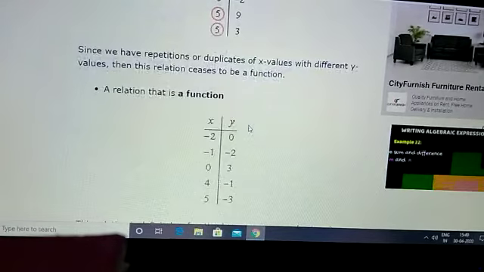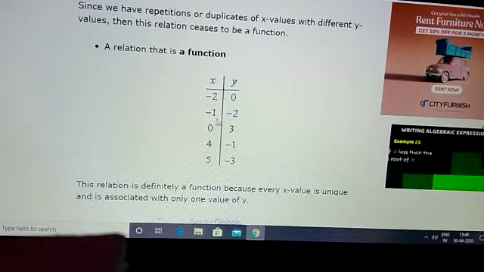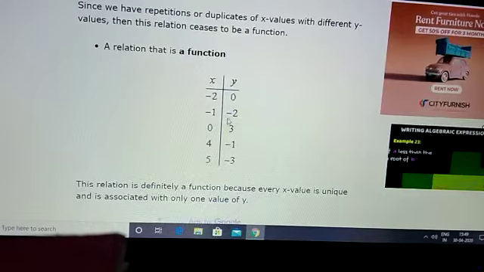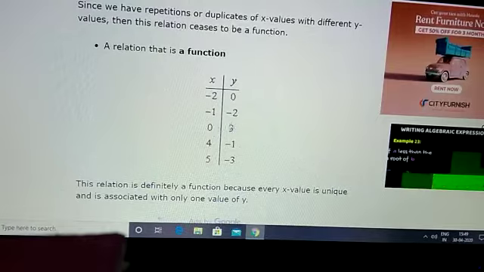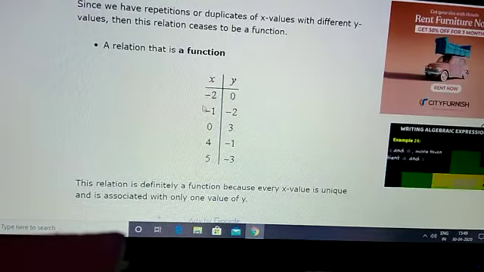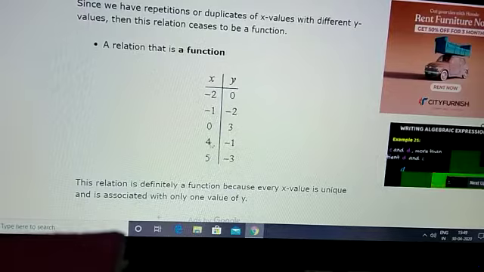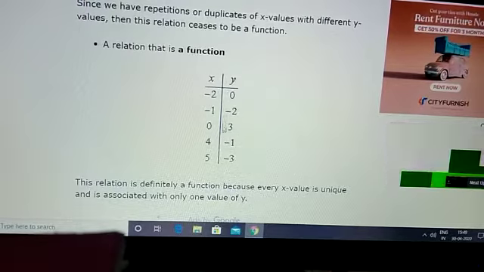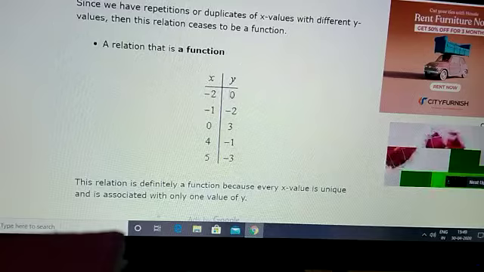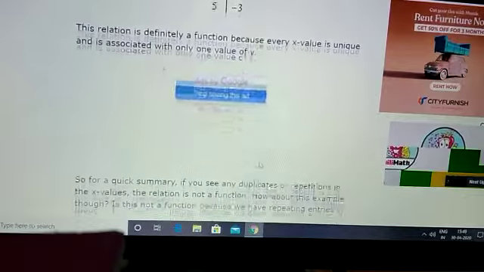Hope you understood. We have a further example: -2 to 0, -2 to -1, -2 to 0, 3 to 4, -1 to 5, -3. If you look at this example, each element of x has a unique value of y. So this given example is a function.